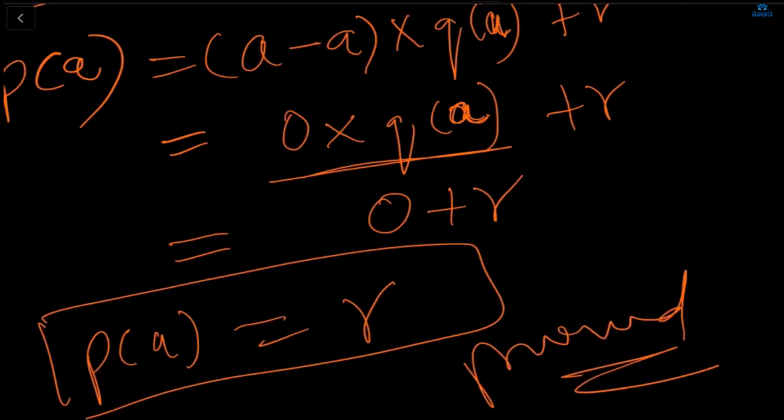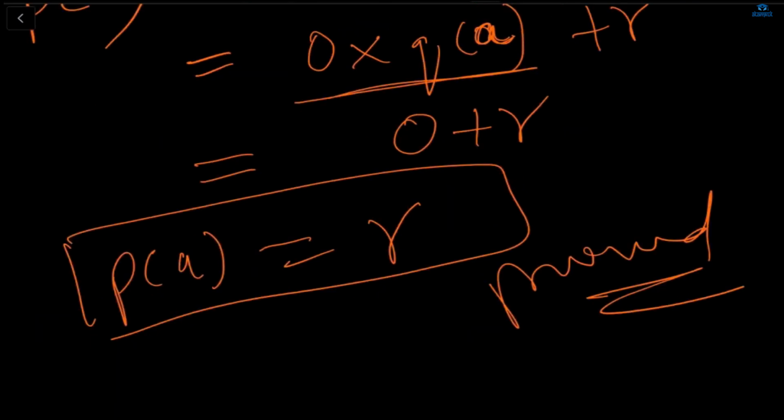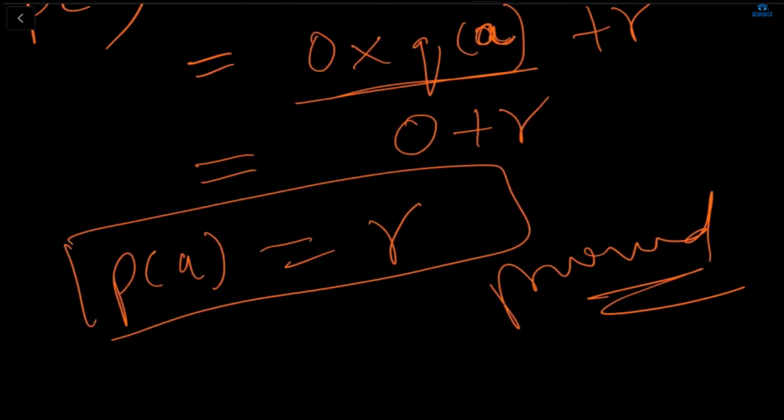So this is the remainder theorem: if p(x) is a polynomial whose degree is greater than or equal to 1, and x minus a is the polynomial dividing it, then p(a) is equal to r, which is the remainder. That means the remainder is p(a) when dividing by x minus a.